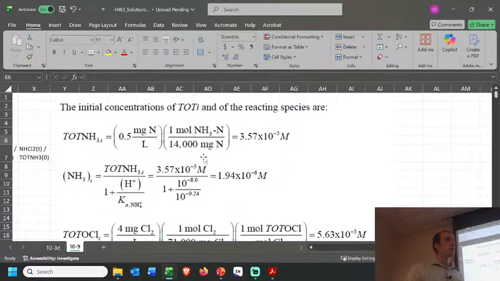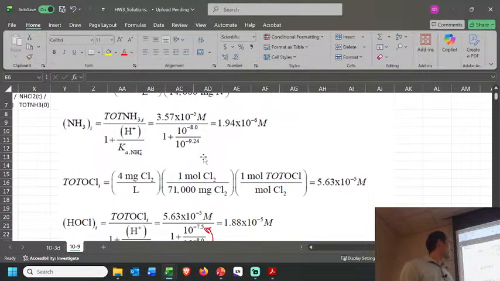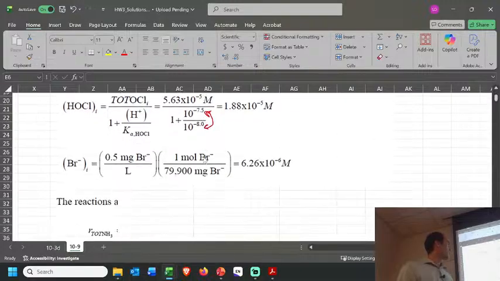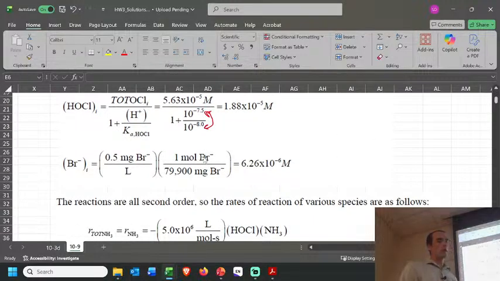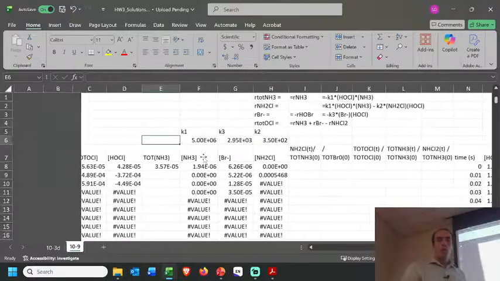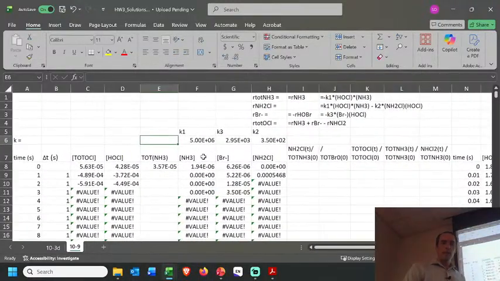Do that for the total nitrogen and the total chlorine. And also do a straightforward calculation. Bromide's not in any, we don't need to worry about HBr. Okay, so that would be the setup, getting it all put in.